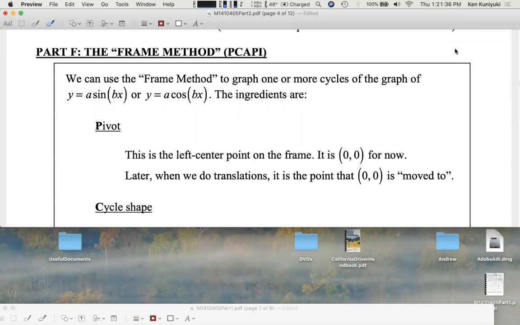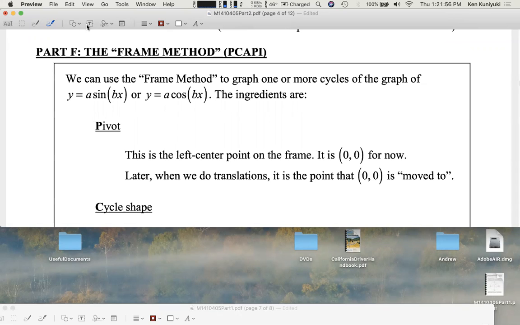The frame method for graphing trig functions. I think some of you could really like this as a superior alternative to what you did in Math 104. But if you like your old school way of doing it from your trig class, that's fine. Just make sure you give me all the information that this method would give me on a standard problem.